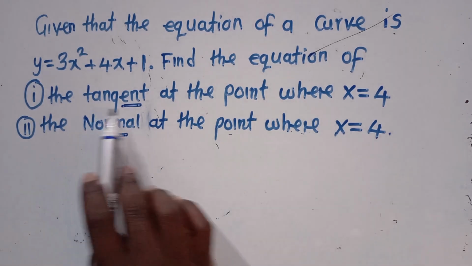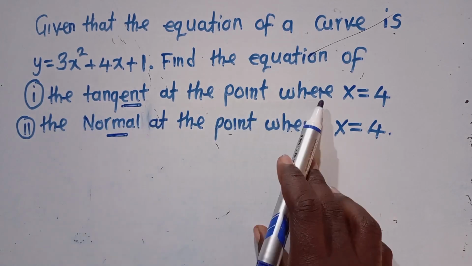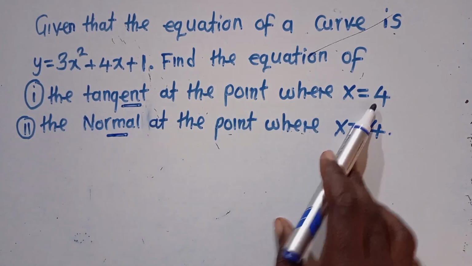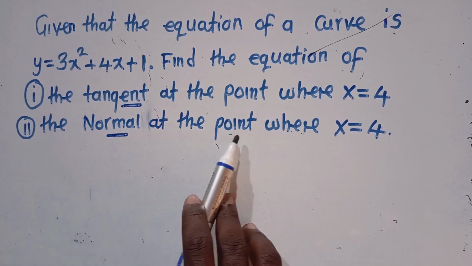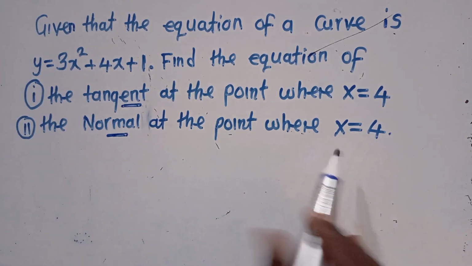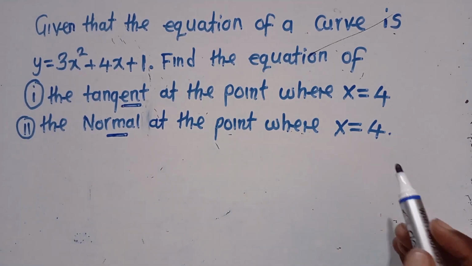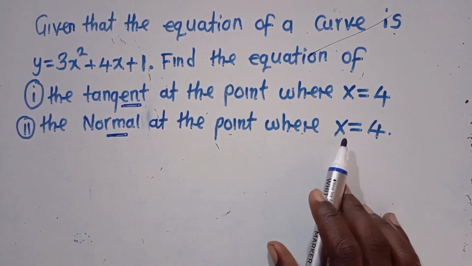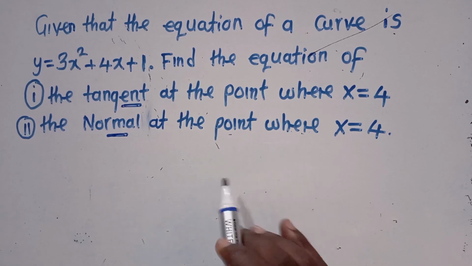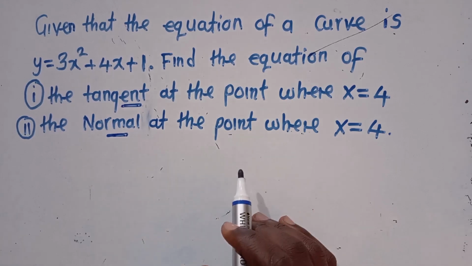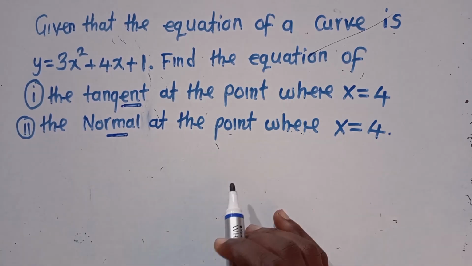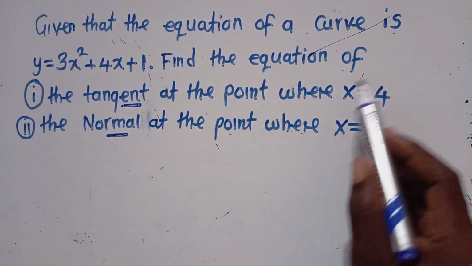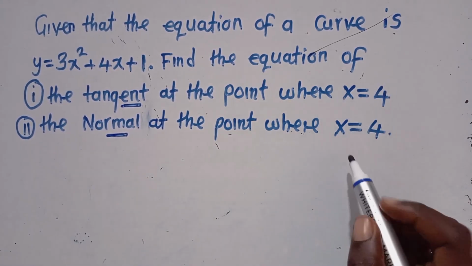We want to find the equation of the tangent at the point where x is 4, and the normal at the point where x is 4. These are the two questions that I want to explain. So I just want you to follow me clearly and attentively as I teach you how to answer this particular question. Whenever you see such a question, you are given the value for x.